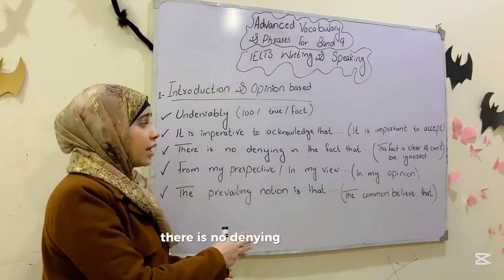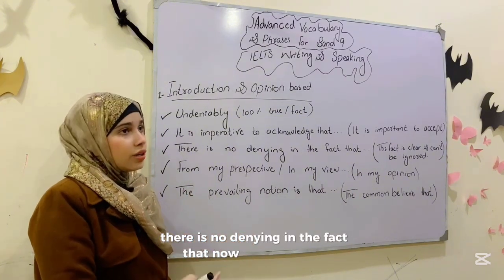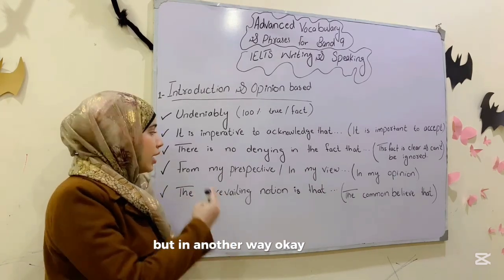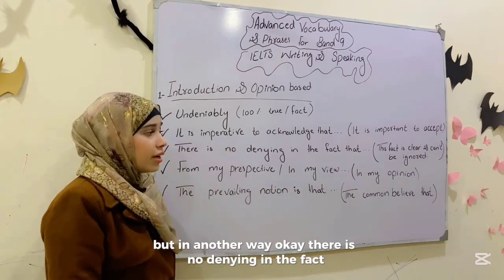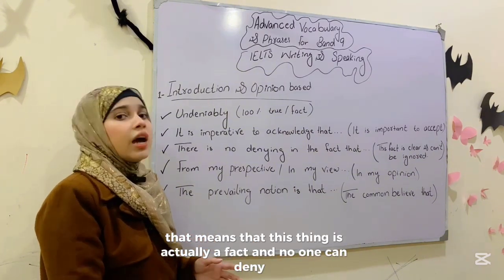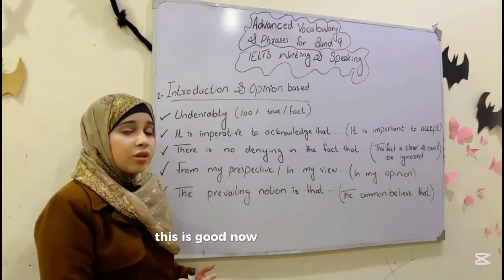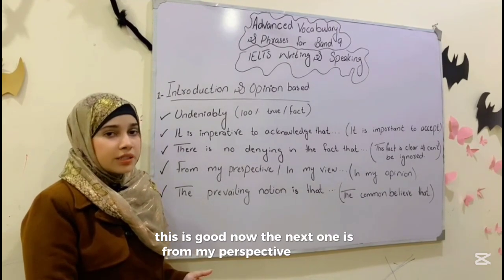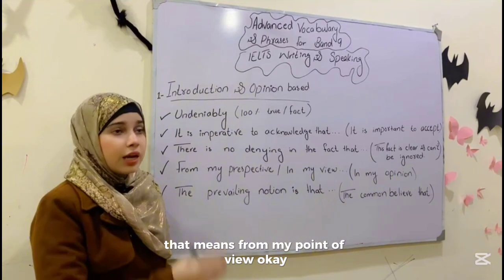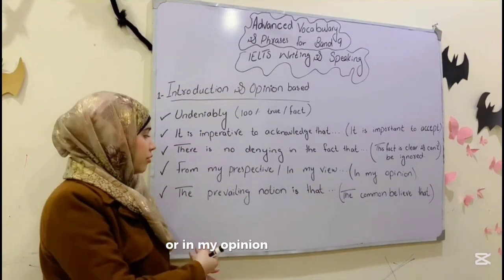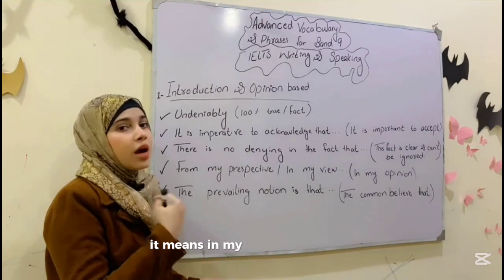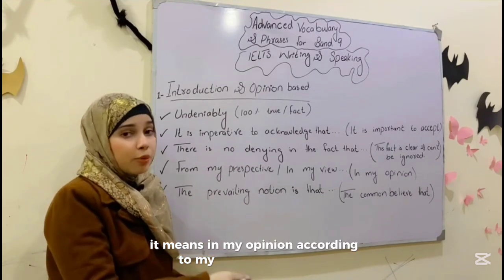There is no denying the fact that. Now, it also means undeniably, but in another way. There is no denying the fact, that means that this thing is actually a fact and no one can deny it. This is clear. Now, the next one is from my perspective or in my view. That means from my point of view, or in my opinion, according to my point of view.